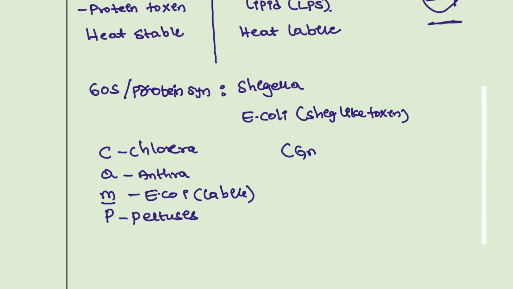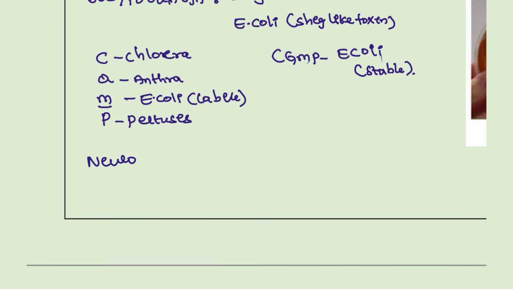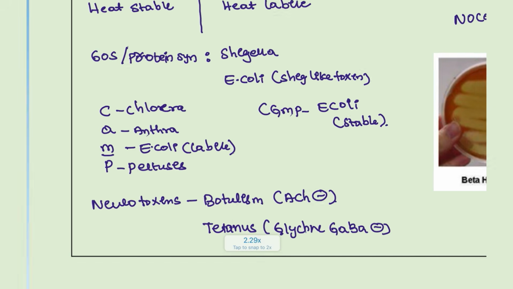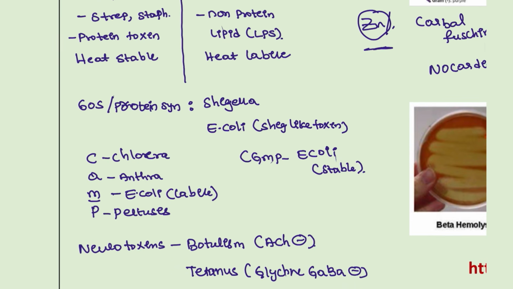And CGMP. CGMP is for the E. coli, but the organism will be stable organisms. Next, neurotoxins, botulism and tetanus. Tetanus will stop the glycine and GABA inhibition, whereas botulinum is going to show for the acetylcholine. Okay, so these are the differences of the neurotoxins and the different protein synthesis organisms we have also discussed.